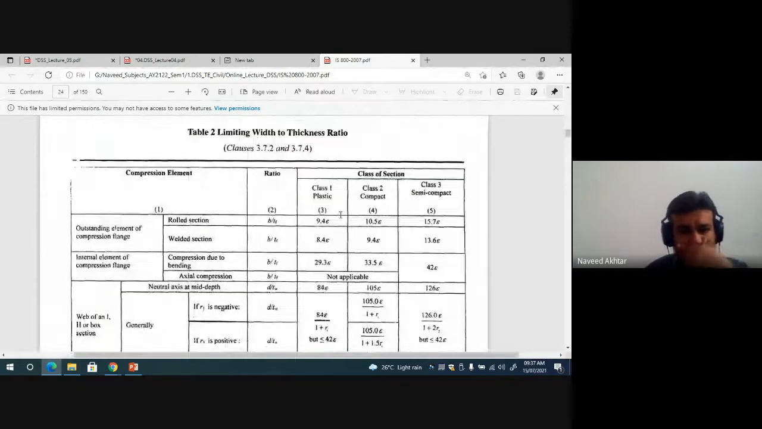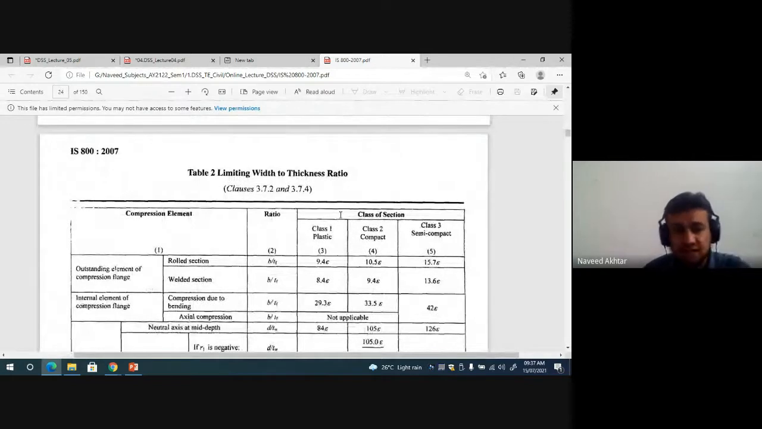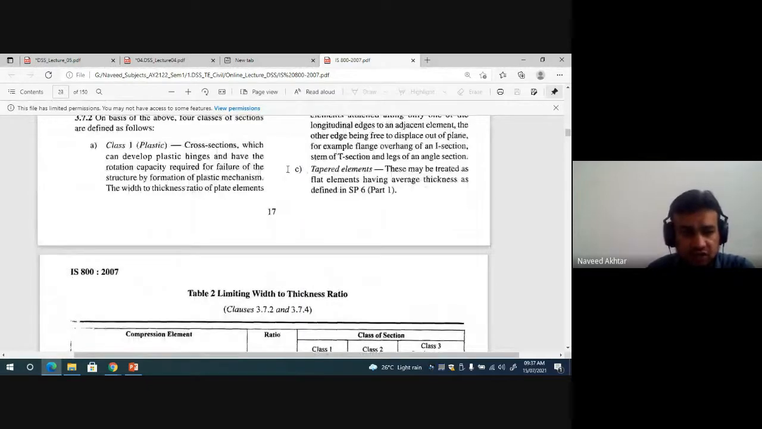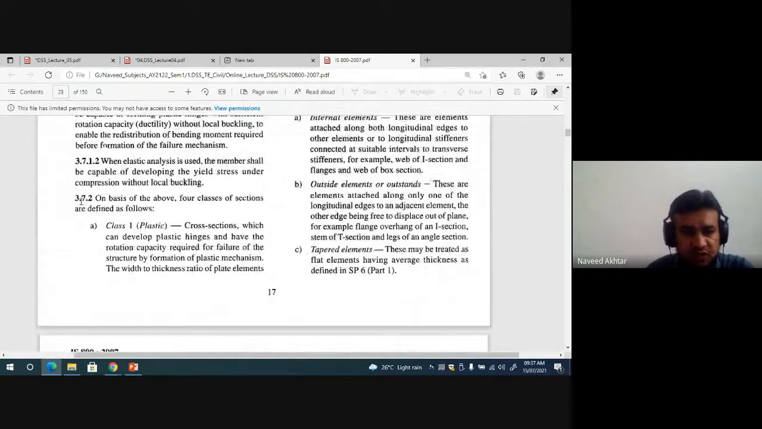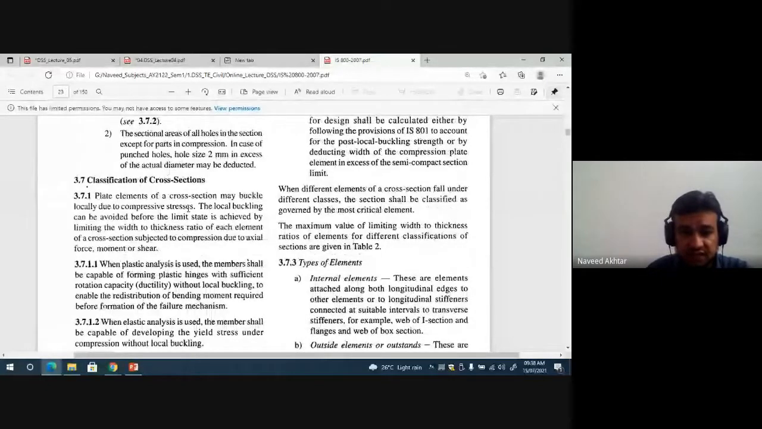You can see here that Table 2 is required when you are going to find the section classification. That is Table 2, limiting width to thickness ratio, and here you can also see Clause 3.7.2 is visible to you, I think. I have told all of you students to take IS 800:2007. It is very necessary, otherwise you will not understand your design, because it is a guideline and this guideline is needed.